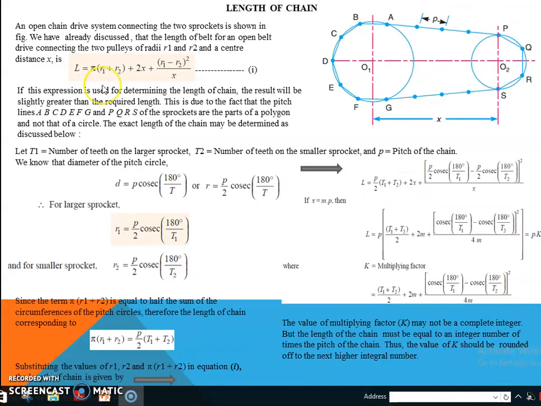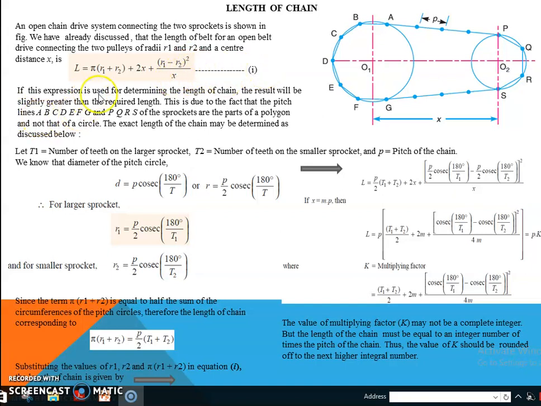Next, length of the chain. An open chain drive system connecting two sprockets as shown in figure. We have already discussed that the length of the belt for open belt drive connecting the two pulleys of radii R1 and R2 and the center distance x is L equals π(R1 + R2) + 2x + (R1 − R2)²/x. Give equation number 1 for this.